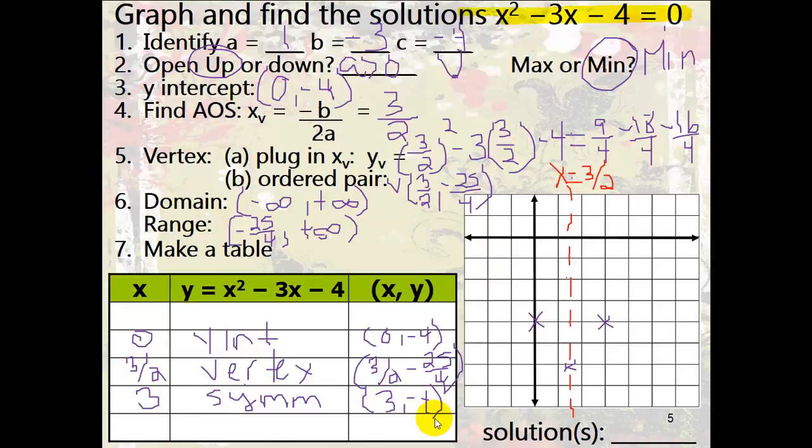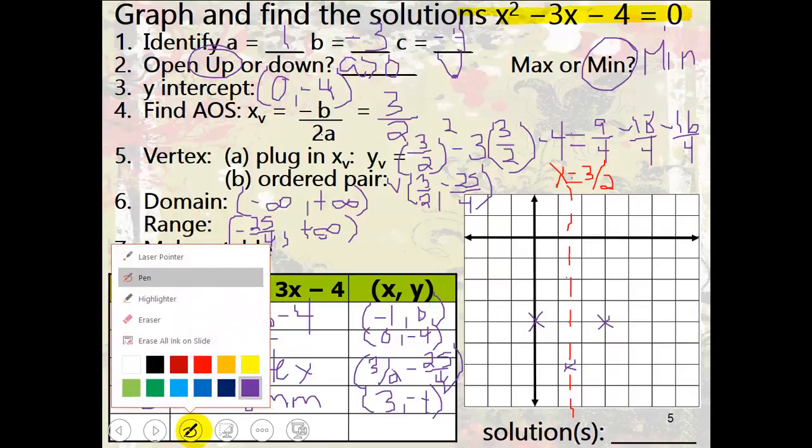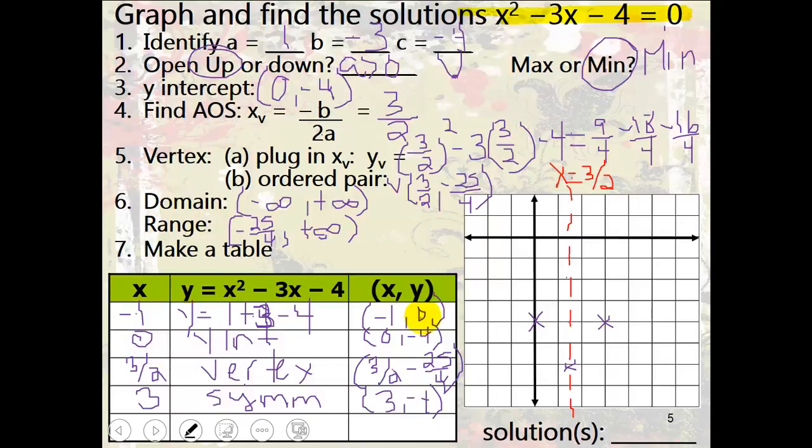And then I'm going to plug in, let's see, -1. So that's 1 plus... -3 times -1 is +3. And then -4. And so I get (-1, 0). And see, this is what I'm looking for right here. That's the difference in what we're doing today. I'm looking for those points where my y-coordinate is 0. And when I find an exact one, that's good, because I won't always get an exact one.